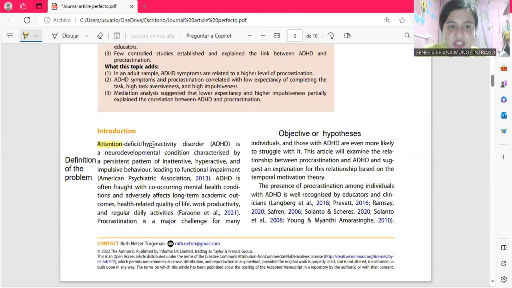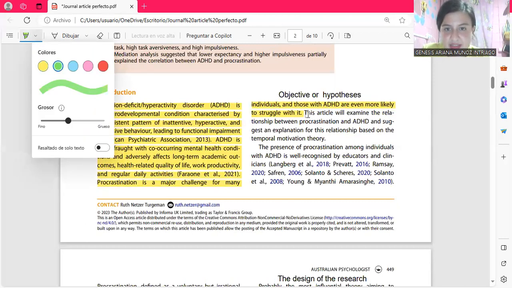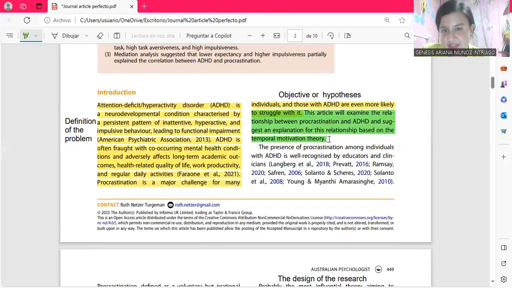So regarding the definition of the problem, we can find the definition of the problem in this part. So here they are basically explaining the definition of ADHD. They are explaining what is the problem and why it should be considered as a problem and what is the importance of that problem, okay? And here we can find, again, the objective of this article. In this case, the objective is to examine the relationship between procrastination and ADHD and suggest an explanation for this relationship based on the temporal motivation theory, okay?